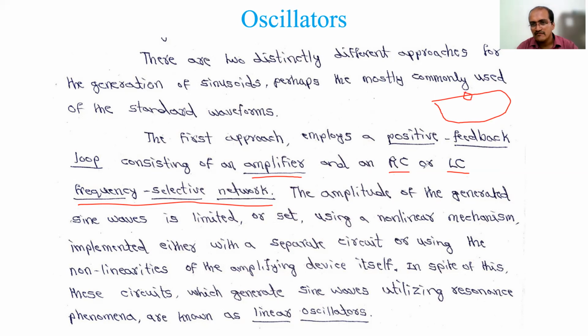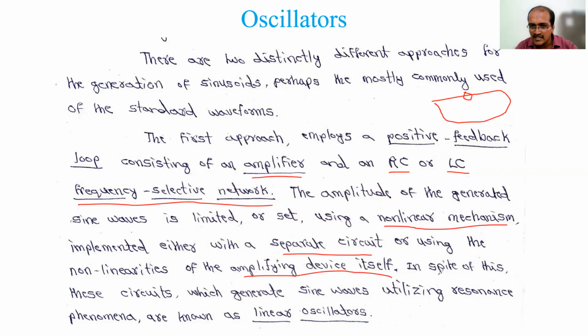It may be any of them. If you have an RC combination, we call it an RC oscillator. If you have an LC combination, we call it an LC oscillator. If you have a crystal, we call it a crystal oscillator. Next, the amplitude of the generated sine waves is limited or set using a non-linear mechanism. Normally your amplifier is a non-linear one, which will give you a 180-degree phase shift. The non-linear mechanism is implemented either with a separate circuit or using the non-linearities of the amplifying device itself.